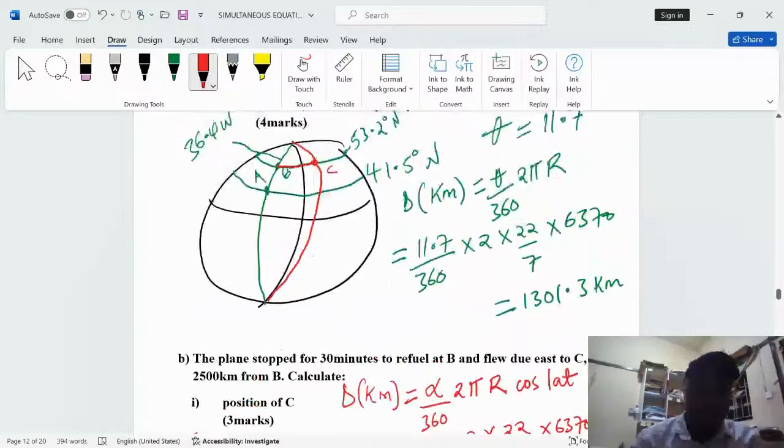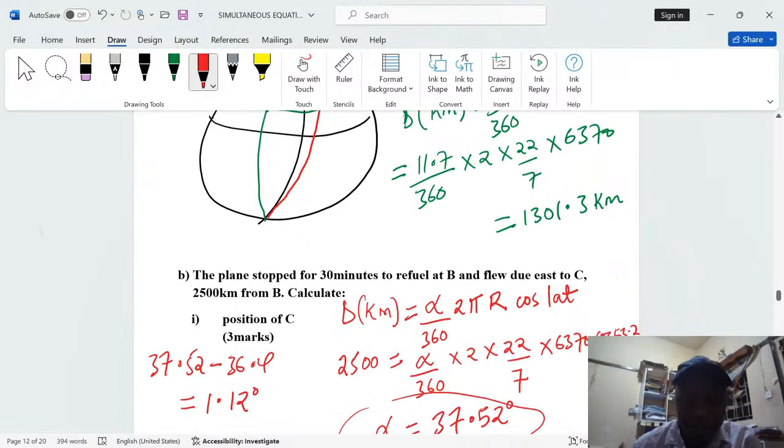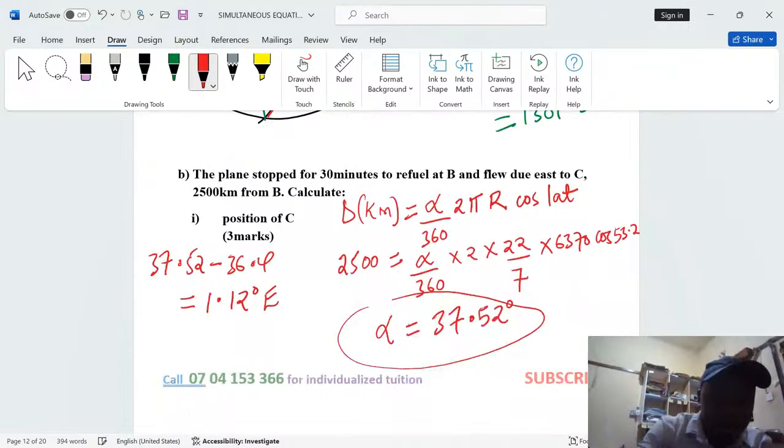When you are 1.12 degrees to the east and the other place is 36.4 degrees in the west, that is a scenario which will give us an angle difference of 37.52. Therefore, for the angle difference to be 37.52, we need to be at 1.12 degrees in the east.